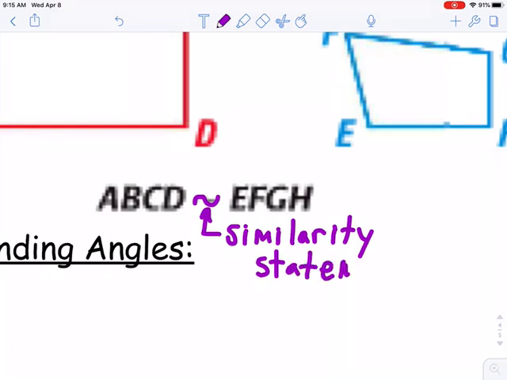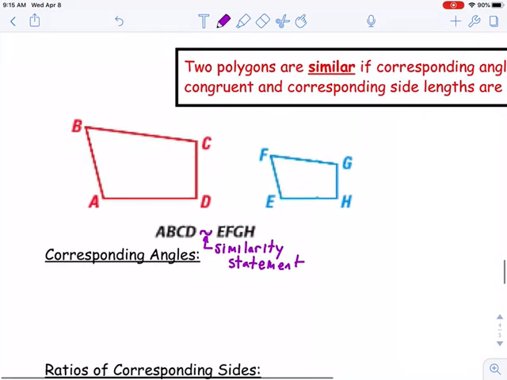Just how we had a congruency statement where you stated things were congruent, this is a similarity statement where you're stating things are similar. Okay? So the corresponding angles are congruent. How A and E are both the same, that means that's going to be congruent to that, and so on and so forth. B and F, C and G, and then D and H.